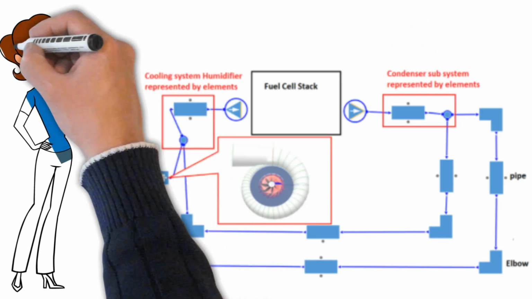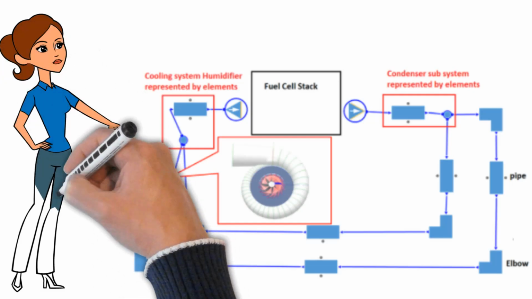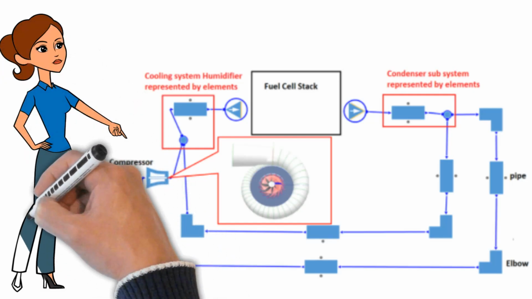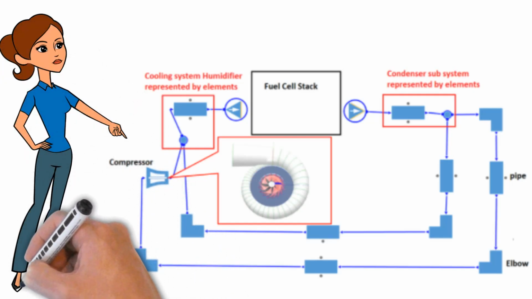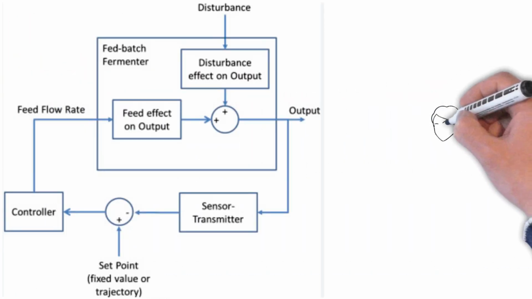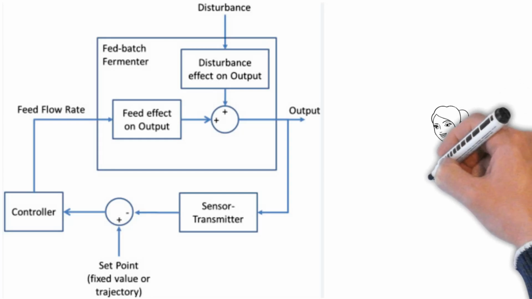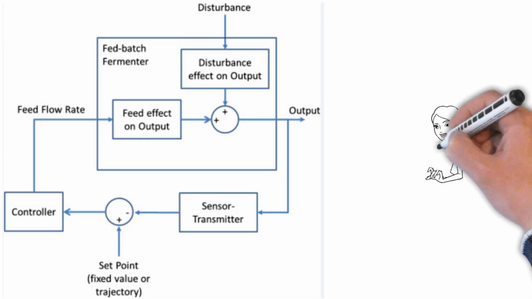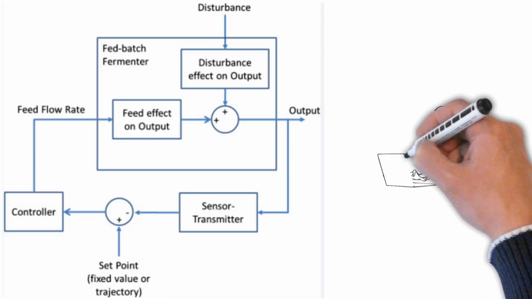The chosen compressor should also be compatible with control strategies that can dynamically adjust the air supply based on varying load demands and operational conditions. The control strategy might involve a feedback loop that monitors the fuel cell's output and adjusts the compressor speed accordingly to maintain optimal airflow and pressure.